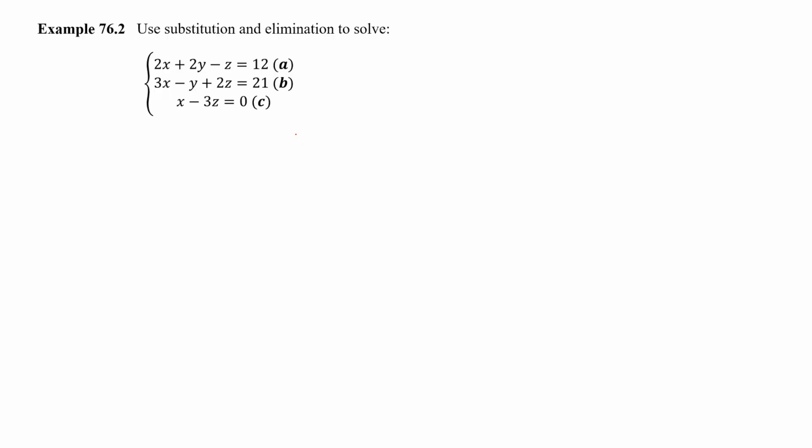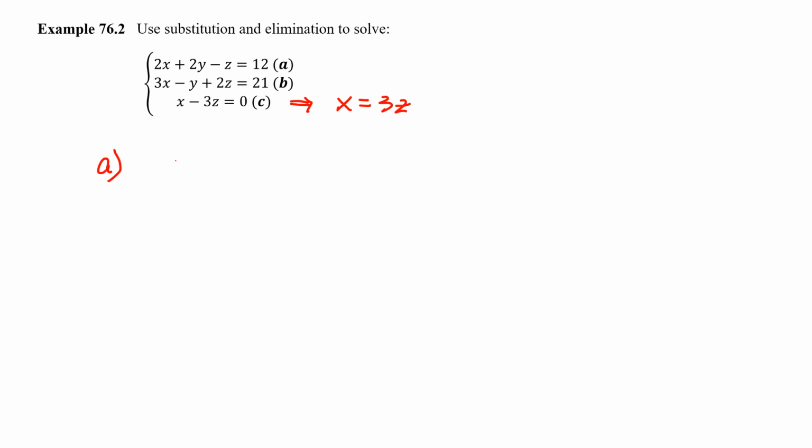Okay, here's another one. We're going to use substitution and elimination. So in the equation that has only 2 unknowns, we're going to use that to do the substitution. So I'm going to solve for x in equation C. And now I can use that to plug into the first 2 equations. So I'm going to plug 3z in for x in equations A and B.